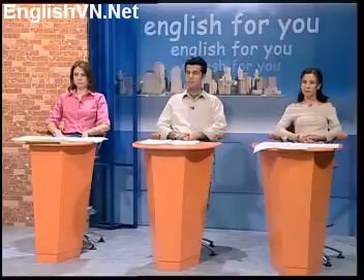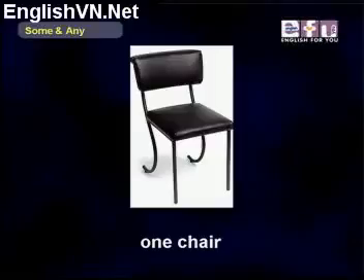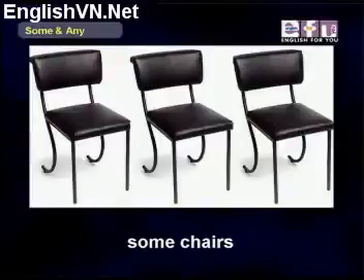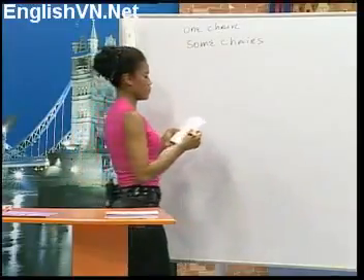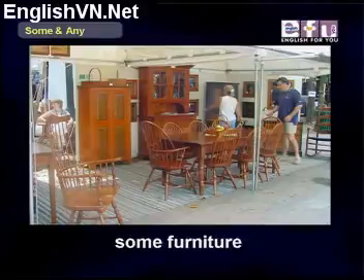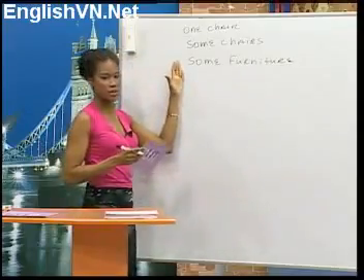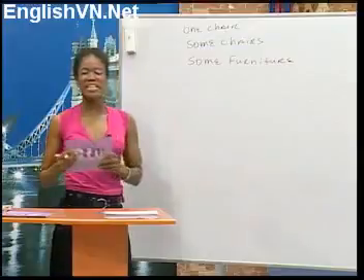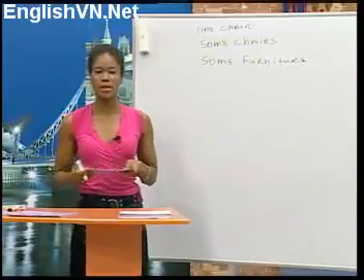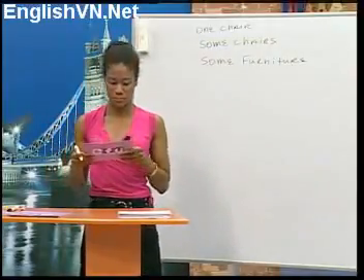Okay, let's look at some examples. We have one chair. For plural count nouns, we have some chairs. Or for non-count nouns, we have some furniture. So, with non-count nouns, it means there is a quantity of something. There is an amount of something.